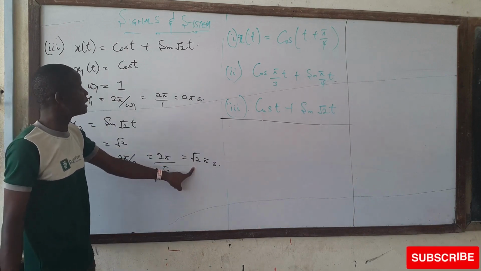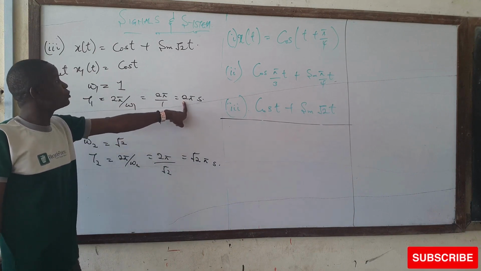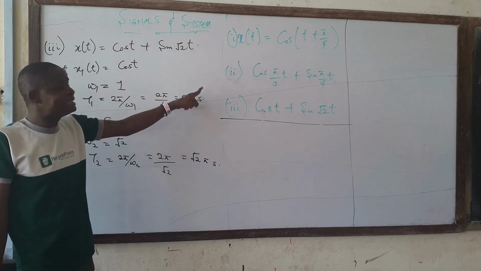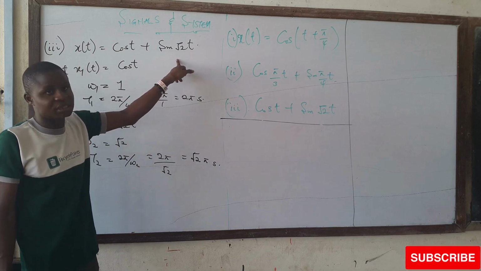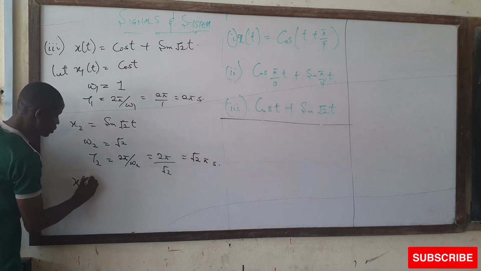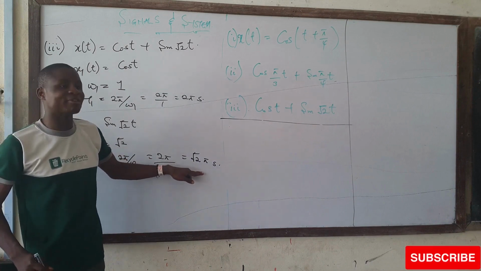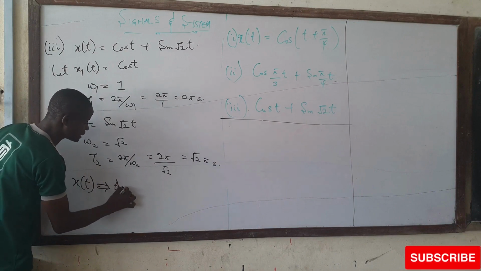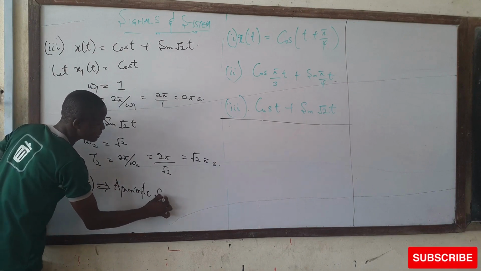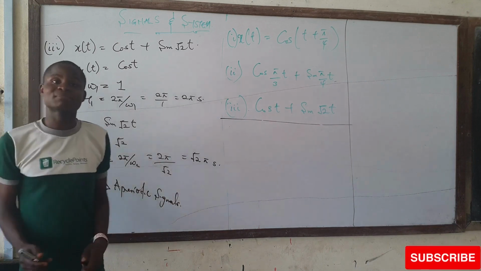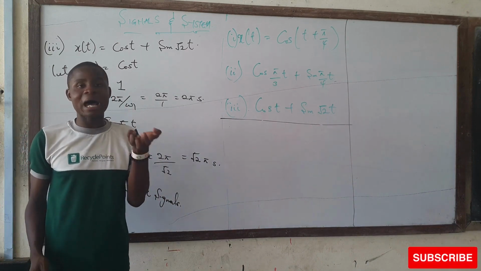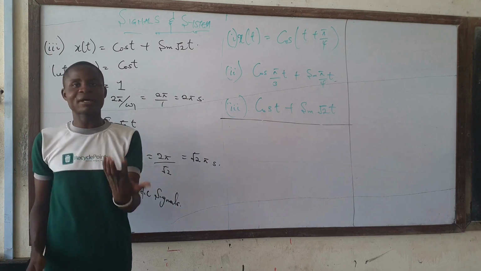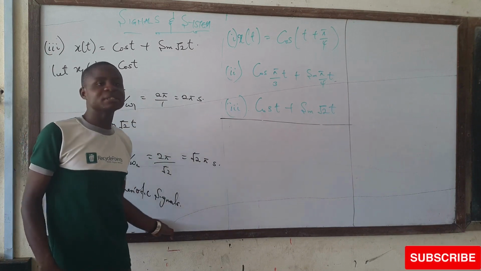So, because root 2 is an irrational number, despite the fact that the first part of the signal has a rational period, the whole signal x of t will not be periodic, because x2 of t gave us an irrational period. X of t generally will be an aperiodic signal. Hence, that simply means that whenever you have a rational number as your period, you have a periodic signal, and an irrational number as your period, you have an aperiodic signal.